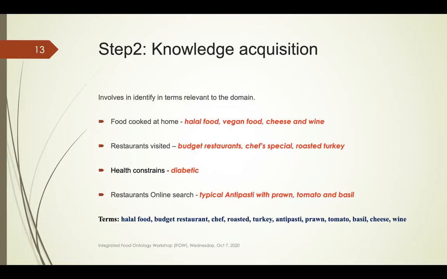So as you can see, they search for typical antipasti with prawn, tomato, and basil. If we have in the group an Italian friend, a colleague, they will understand immediately that there is an origin in common. So what we did, we collected the terms like halal food, budget restaurant, chef, roasted turkey, antipasti, and we started. So this is the knowledge acquisition step, and we started analyzing these terms based on the principles, which I'll be explaining in a bit. Next slide, please.